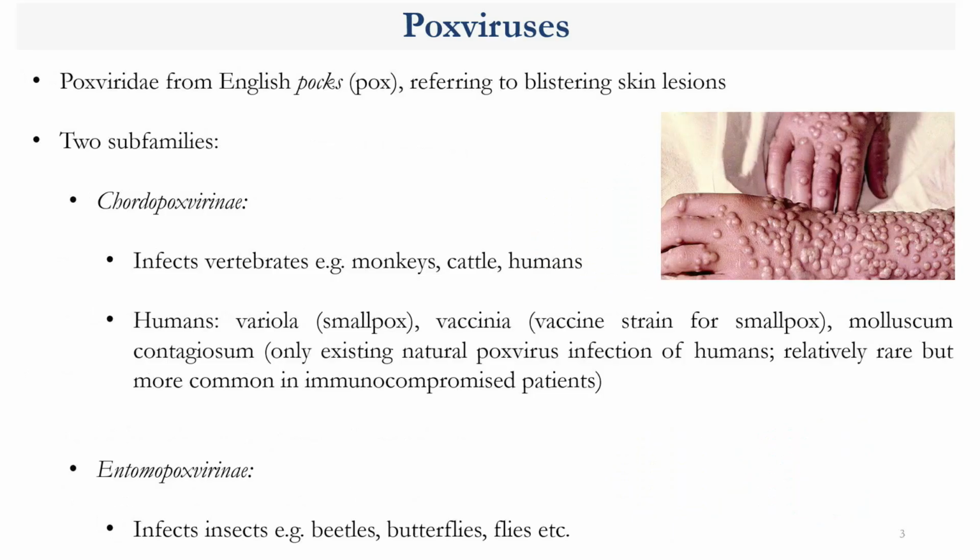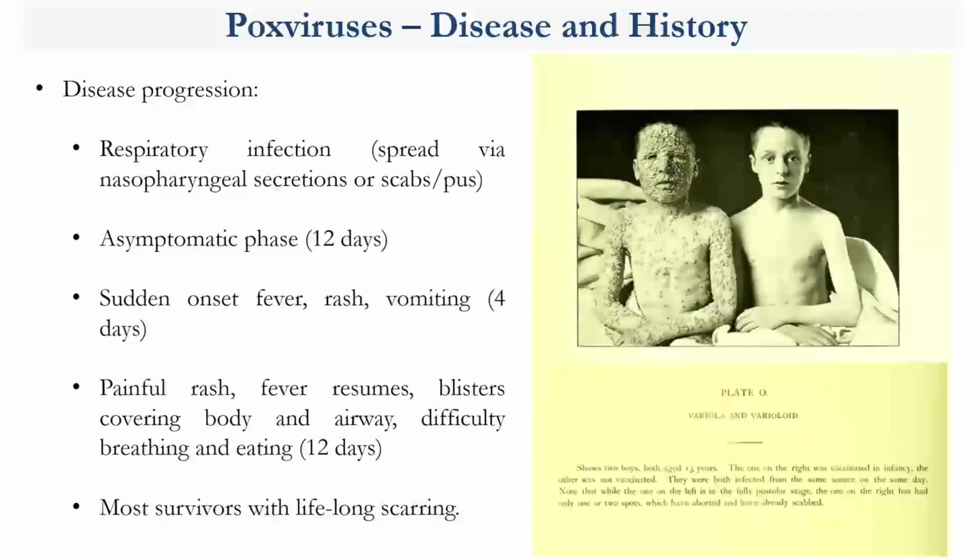All right, so continuing on. If we look at the pox virus disease, what we see is that it's a respiratory infection initially. So it spreads via the nasopharyngeal secretions or scabs, and it has an asymptomatic phase for about 12 days. Okay, so that's the incubation period more or less. And then after that, you get sudden onset of fever, rash, and vomiting. And this lasts for about 4 days.